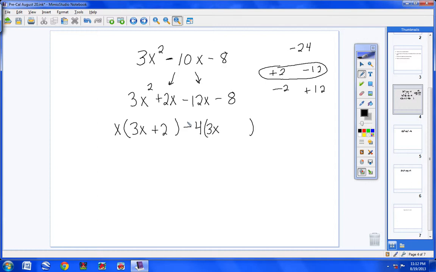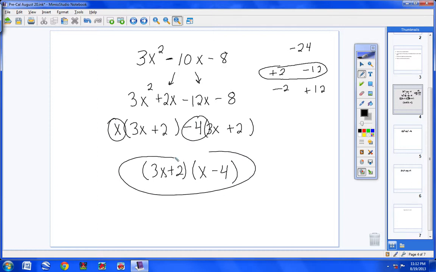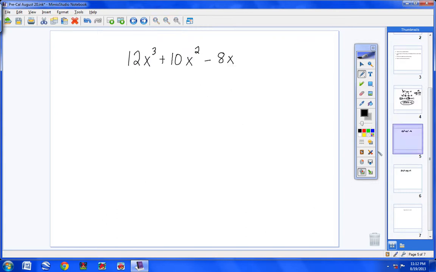Let's see if that works. Negative 4 times 3x is negative 12. Now, negative 4 times positive 2 is negative 8. There we go. And look, your parentheses match. So now that your parentheses match, we have 3x plus 2, and once you pull that out, you're left over with x minus 4. There, you did it. You factored a trinomial that did not have a lead coefficient of 1. It had a lead coefficient of 3. All right, let's move on to the next problem.